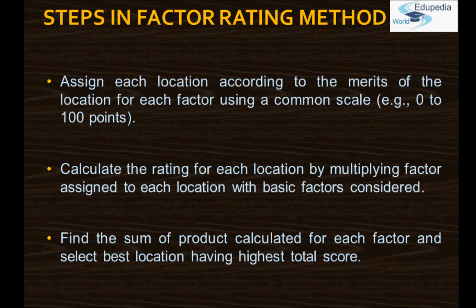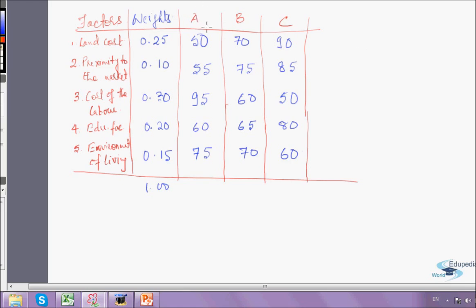You assign each location a score according to its merit for each factor using a common scale, and the scale could be anything. It could be from 0 to 100 in points, or as you prefer, but the thing is that the scale should be common for all 3 locations. Next, we calculate the rating for each location by multiplying the weight assigned to each factor with the scores. Okay, that is, we will find the ratings of all of these.